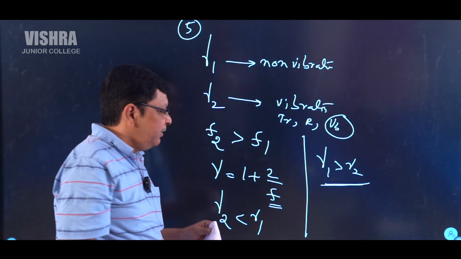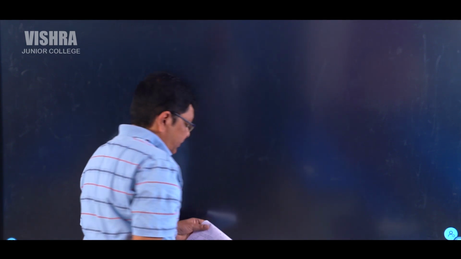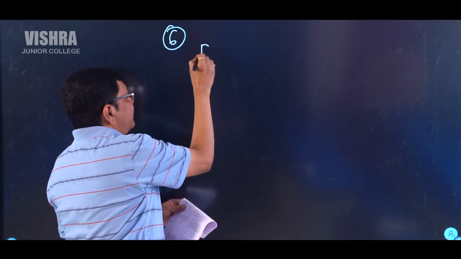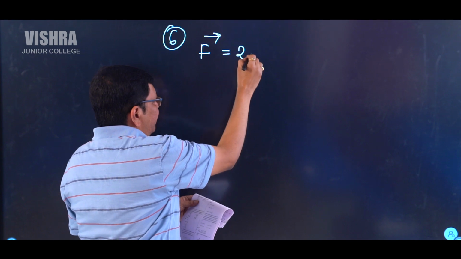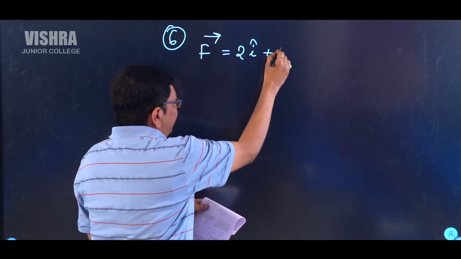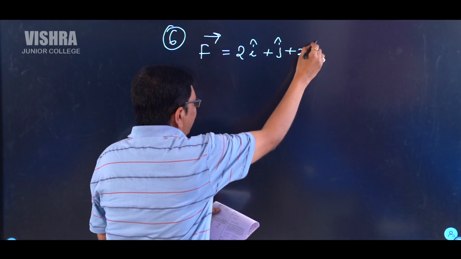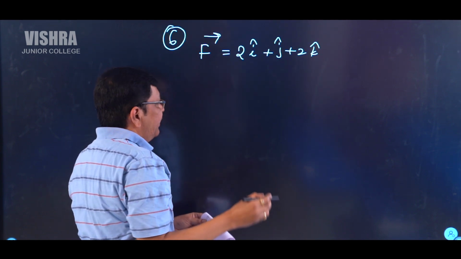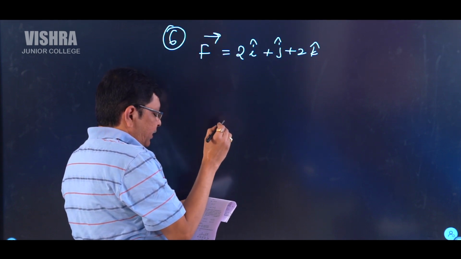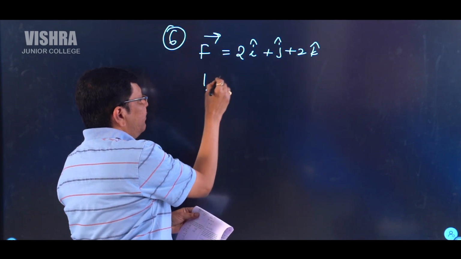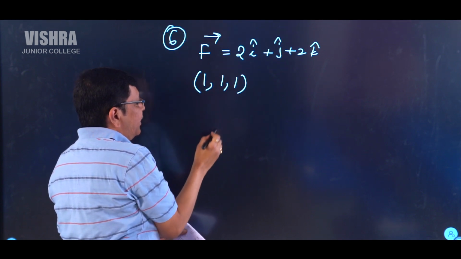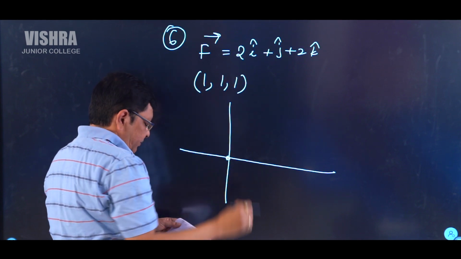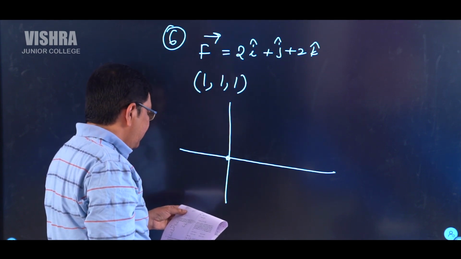For the next question, it is from rotational dynamics, a simple concept and an easy one. Here in this question, he asked that a force F equal to 2i plus j plus 2k is acting on a point P, and that point P is lying at the origin. And he is asking the torque about the point 1, 1, 1. So we have to calculate the torque of this force about the point 1, 1, 1, whereas the force is acting at the origin.